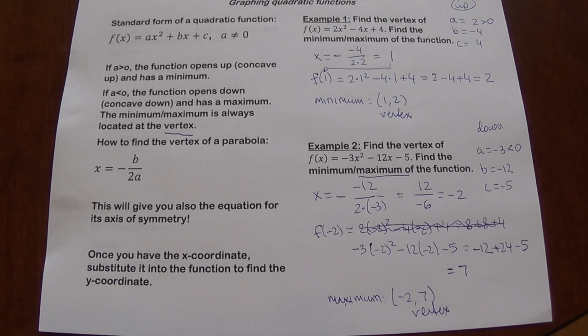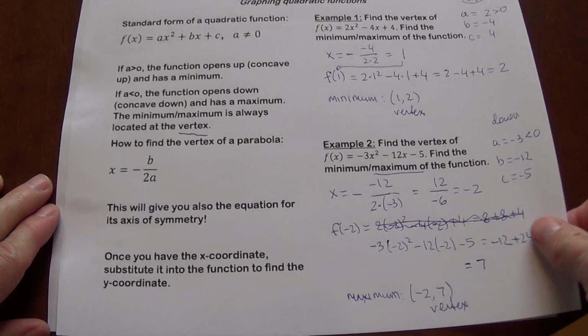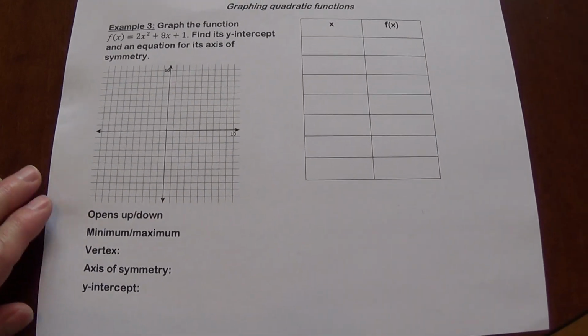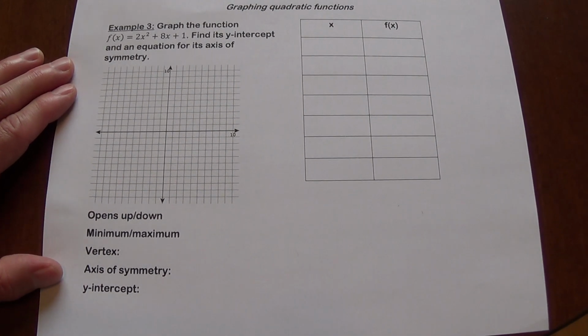Okay, we have one more problem that we are going to do, where we're going to graph the whole thing. Alright, so let's take a look at this. Graph the function f of x equals 2x squared plus 8x plus 1. Find its y-intercept and an equation for its axis of symmetry.